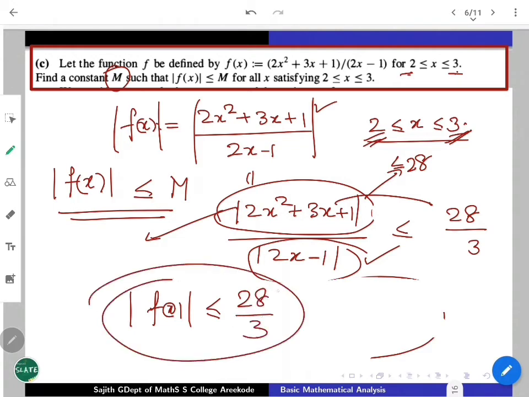So I was able to find out some m for which all the f of x values are under that. But I'm not saying that 28 by 3 is the optimal value, but at least one value we can find like that. So this kind of exercise will show us how we can go along with the triangle inequality and its consequences and further manipulations of inequalities and all.